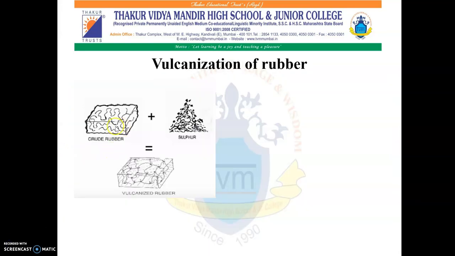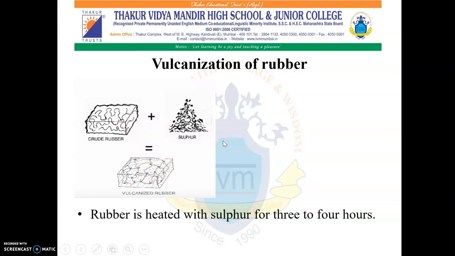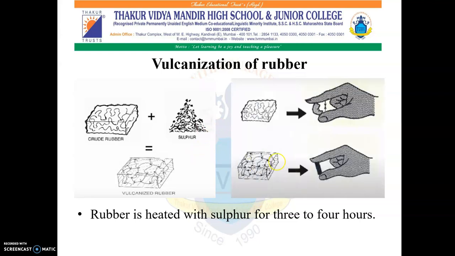As shown in the picture, when sulfur is added to the crude rubber or the natural rubber, which is comparatively soft, then we get a hard rubber, that is vulcanized rubber. So in this process, rubber is heated with sulfur for 3 to 4 hours. To give hardness to rubber, sulfur is added. Over here you can see, this is the natural rubber which is comparatively soft. After the vulcanization process, it has become hard. If you try to press it, you are not able to press it.